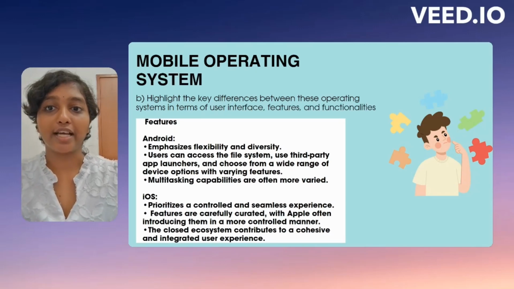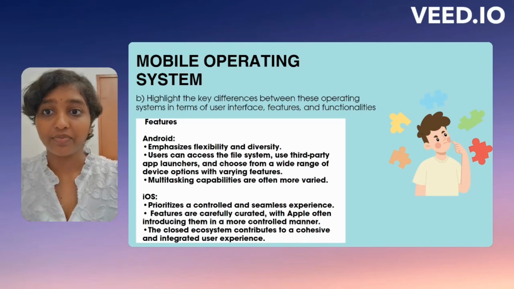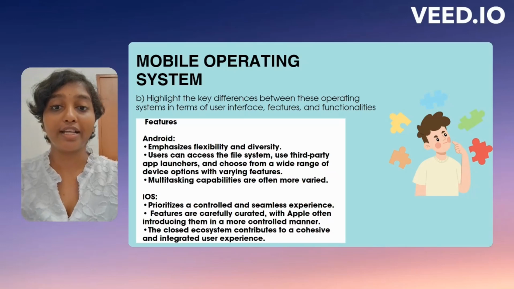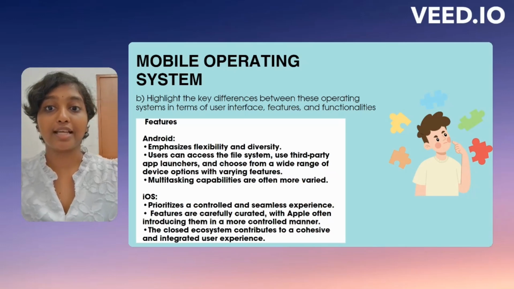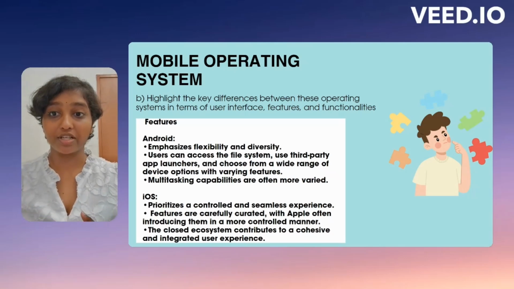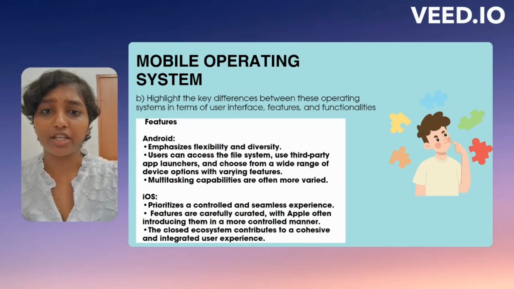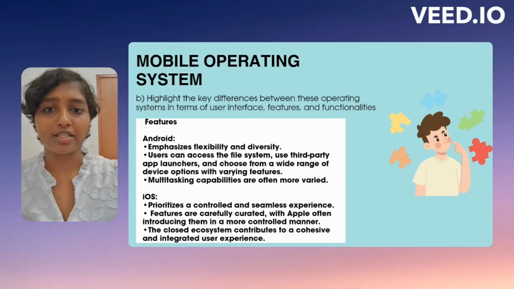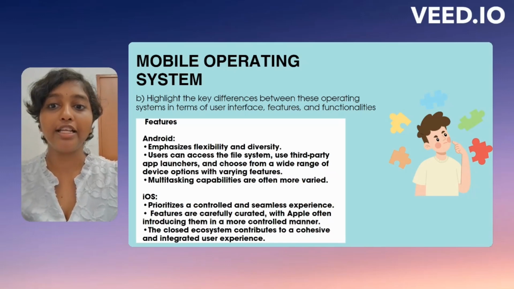Features. Android emphasizes flexibility and diversity. Users can access the full file system, use third-party app launchers, and choose from a wide range of device options with varying features. Multitasking capabilities are often more varied. Apple iOS prioritizes a controlled and seamless experience. Its features are carefully curated, with Apple often introducing them in a more controlled manner. The closed ecosystem contributes to a cohesive and integrated user experience.